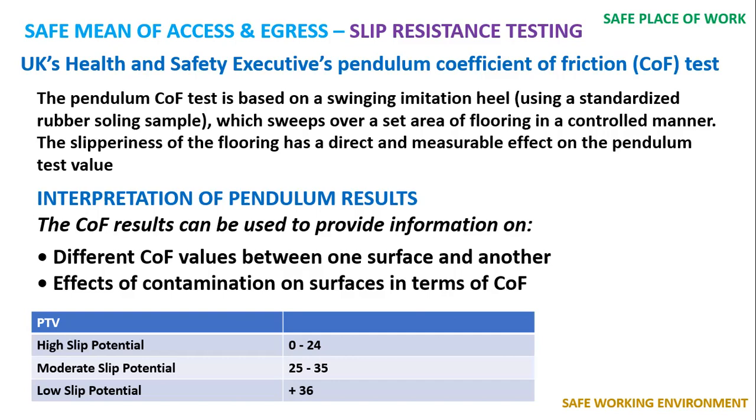A rubber sole heel is made to swing like a pendulum over a set area of the floor, and based on the measurement of the slipperiness of the floor, the coefficient of friction is interpreted. So the interpretations of the pendulum result: the coefficient of friction result can be used to provide information on different coefficient values between one surface and another surface, and the effect of contamination on the surface in terms of coefficient of friction.